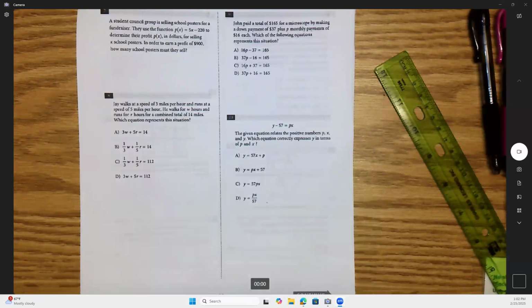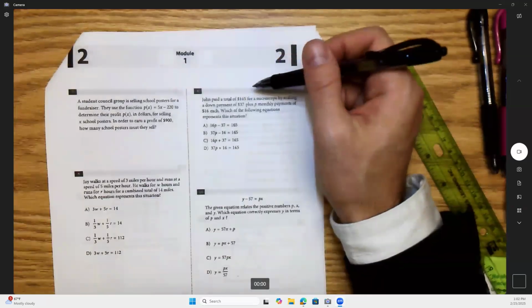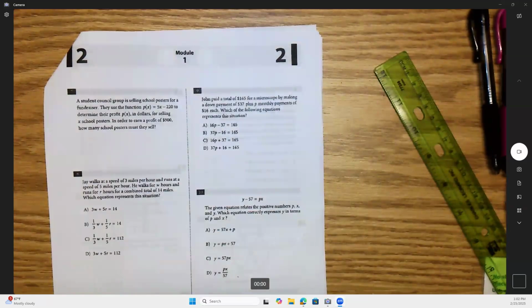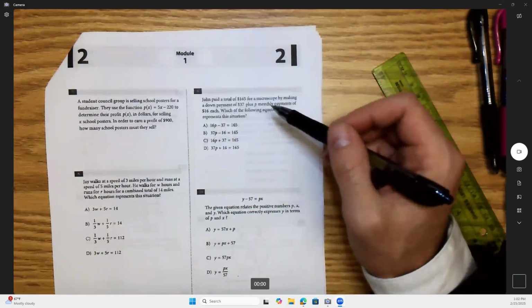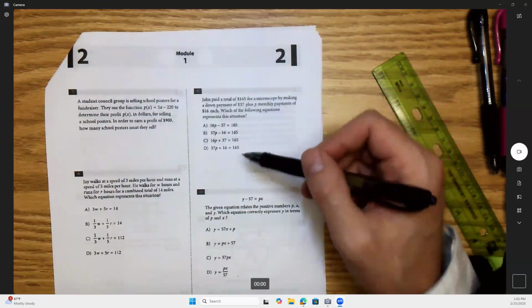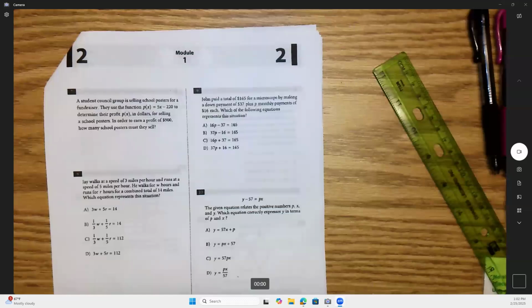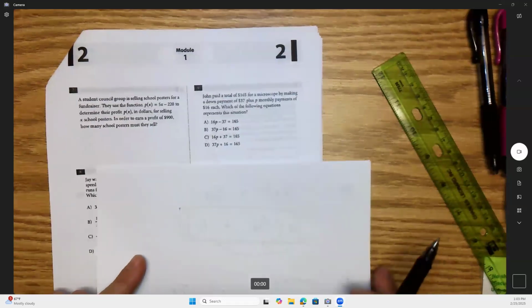Number 9, John paid a total of $165 for a microscope by making a down payment of $37 plus P monthly payments of $16 each. Which equation could represent the situation? Okay. Yeah, this is another one of these questions where they could have you solve it, but they're not having you solve it. They just want you to set up the equation. Right? Can you read the music of equations? It'll be a pretty common theme with these.